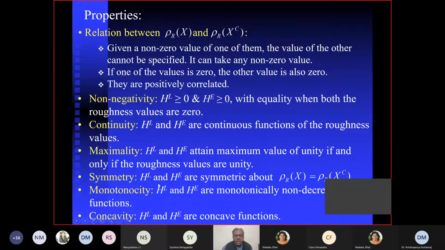Symmetry: they are symmetric around the roughness of X and its complement set. Monotonicity: they are monotonically non-decreasing functions. Concavity: both of them are concave functions. So these are the properties.